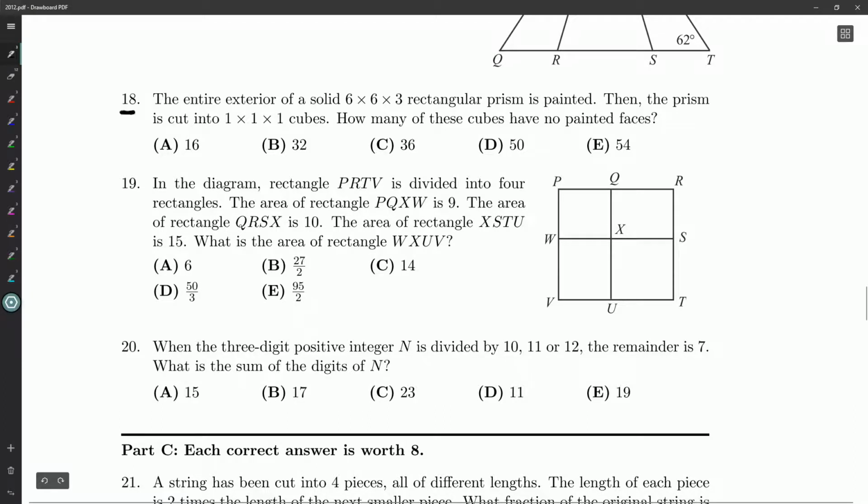In this video, we're looking at question number 18 on our 2012 Pascal. The entire exterior of a solid 6 by 6 by 3 rectangular prism is painted. Then the prism is cut into 1 by 1 by 1 cubes. How many of these cubes have no painted faces? Okay, very nice little question.